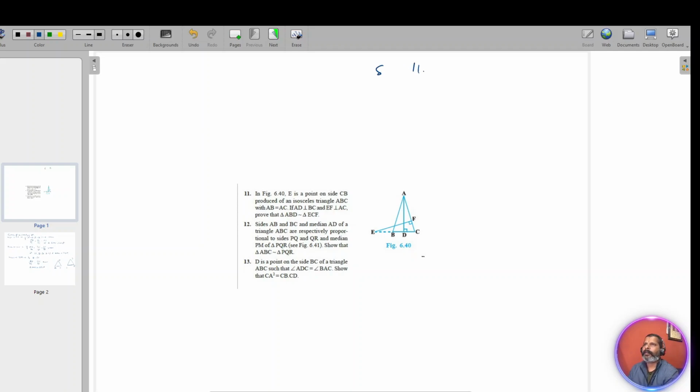11th one. In the figure, whatever is given here, I'm not drawing the figure. Okay, let me draw that, then we'll start with the question. ABD, and this is 90 degrees, and it is produced here and made E. This is also 90, and we call it F.